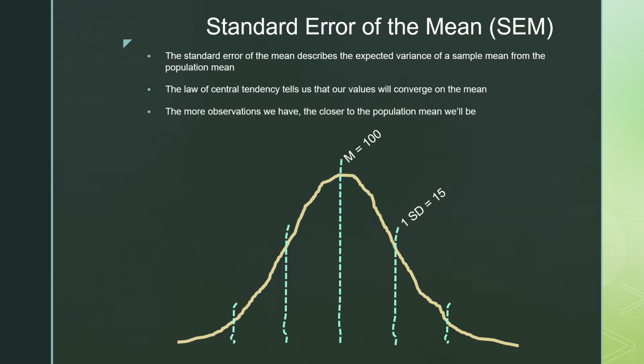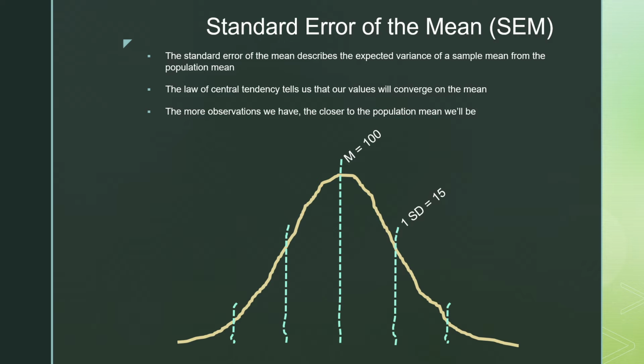But what about a mean, a sample mean? The standard error of the mean describes the expected variance for a sample mean from the population mean. So this picture that I have here, which is terrible, like it looks like I traced a piece of spaghetti, and I might as well have, it's bad. But anyway, it's roughly a normal distribution. This is our population, and our population has a mean of 100 and a standard deviation of 15.